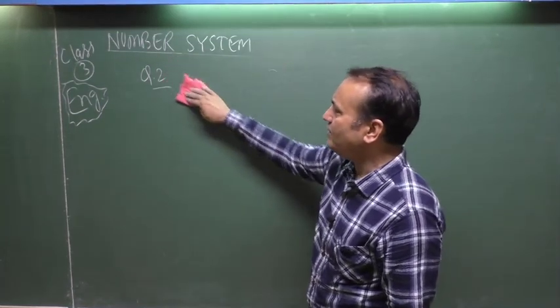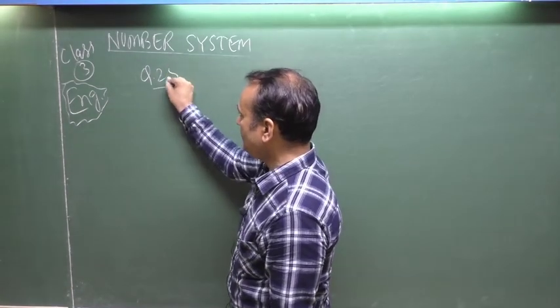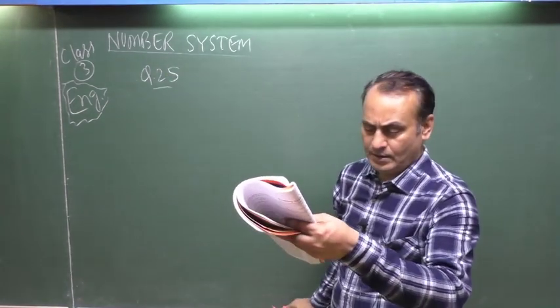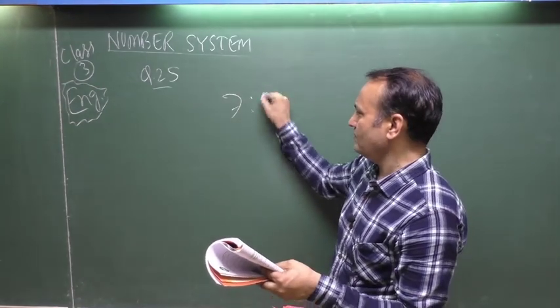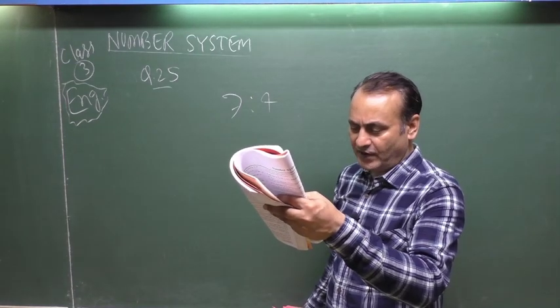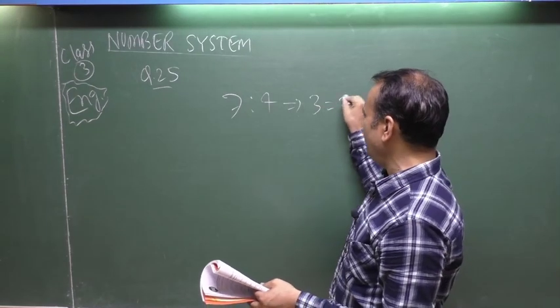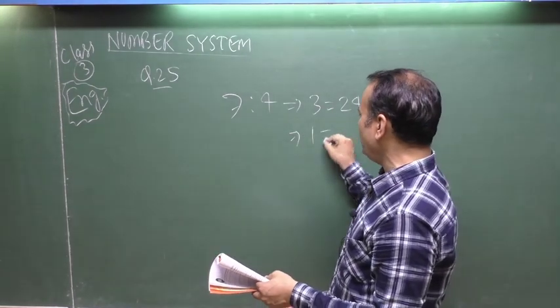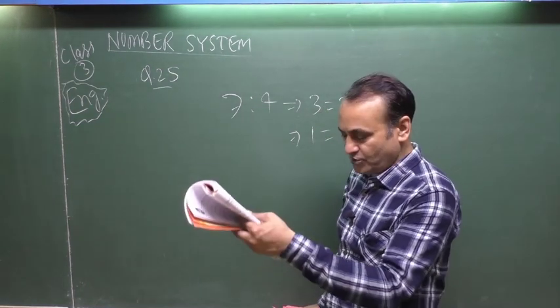Question number 25. Two numbers are in the ratio 7:4. The difference of the numbers is 24. Find out the value of the bigger number. The difference means 3 equals 24. 1 unit equals 8. 3 eights are 24. That means 1 unit equals 8.